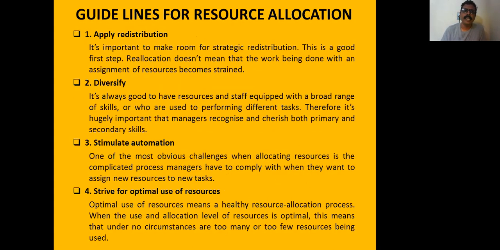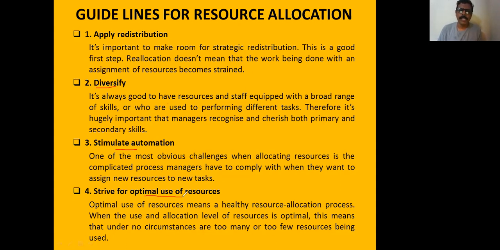What are the guidelines for allocation of resources? First and foremost, there must be a careful redistribution of wealth from time to time. Next, they must diversify the distribution. That is, they must carefully examine all related areas in the business, and resource allocation must be done to all the diversified tasks. Next one is stimulate automation. Automation in the sense that technology must be upgraded, and this upgradation must be done keeping in mind the financial resource availability in the firm.